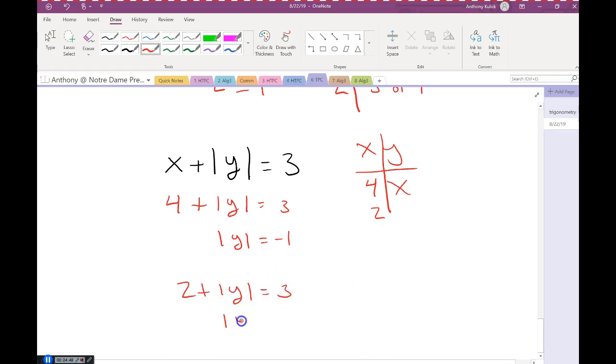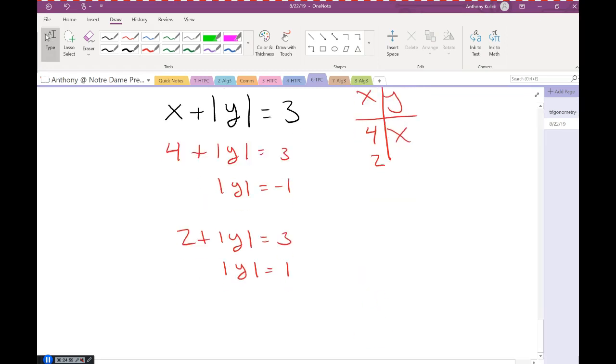So if I subtract 2 from both sides, I get the absolute value of y is equal to 1. Everybody okay with that? Okay. What can I take the absolute value of that gives me positive 1? I could use 1 or -1. So is this a function? No, because we have one x with two y's.